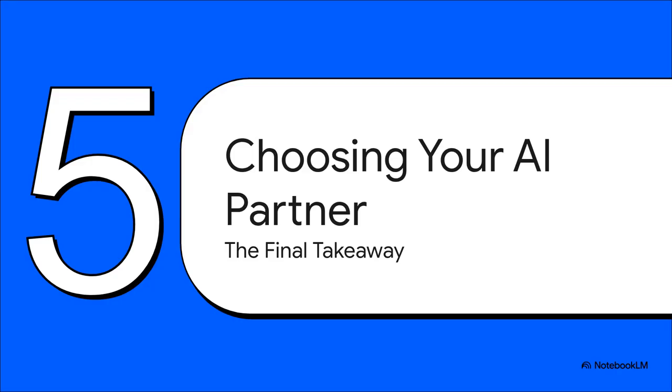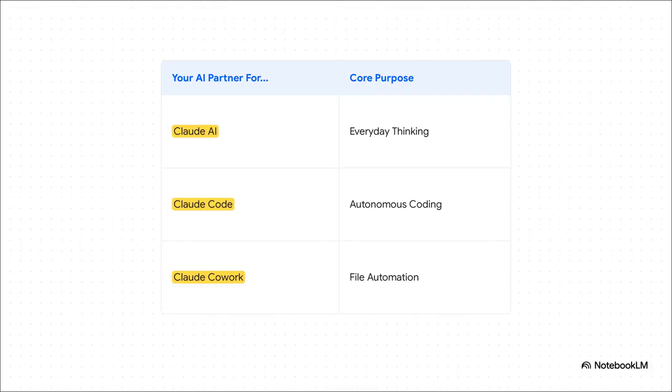So after looking at their missions, their use cases, their pros and cons, and their workflows, how do you actually pick your AI partner? Let's boil all this down to one final, simple takeaway. Here it is, your cheat sheet. If you need a creative partner for everyday thinking and analysis, you go with Claude AI. If you're a developer who needs pure, raw efficiency for complex coding tasks, you want Claude Code. And if you just want to free up your time by automating all those annoying digital chores without touching any code, Claude Cowork is your answer.